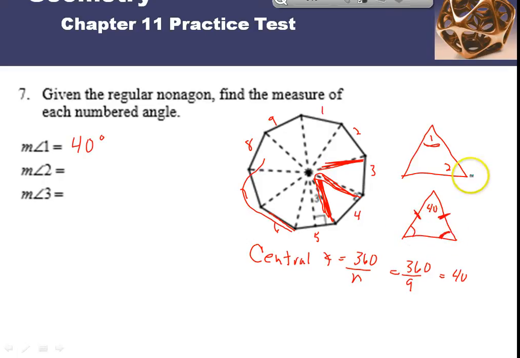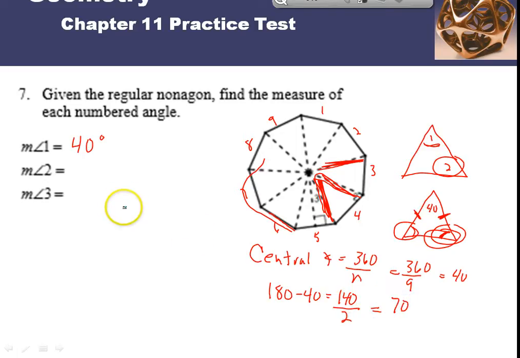So to find those two angles, and we need to find angle 2, which is this angle right here, we're going to remember the triangle sum. All of the angles in a triangle add up to 180, and that vertex angle is 40, so I'm going to do 180 minus 40, and I get 140. So these two angles right here have to add up to 140, but they have to be equal. So 140 divided by 2 is 70. So I get that angle 2 is 70.